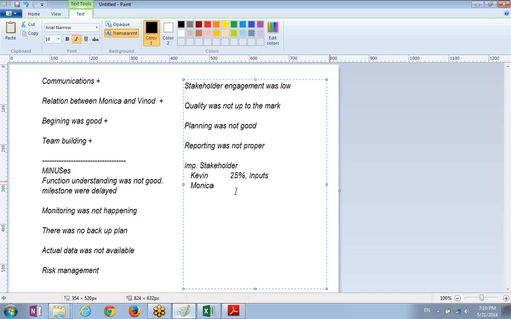The rapport which Kevin has with Monica and Vinod, the next person has to build again. It may take some time. Okay. Now rapport will take time. Okay. Rapport may also get impacted.